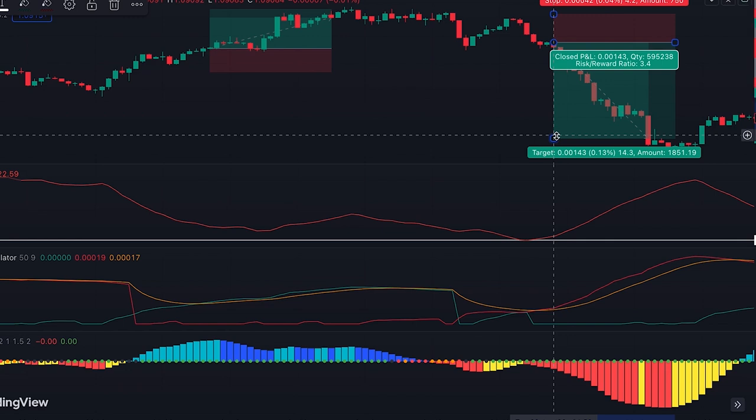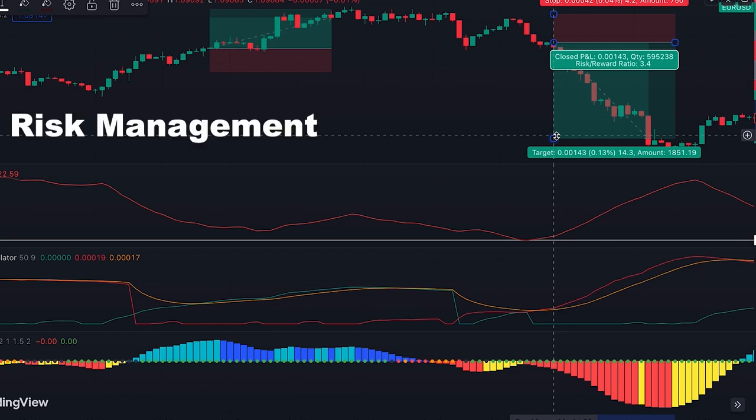Please pay attention that although this trading strategy is very accurate, it doesn't mean that it generates 100% guaranteed signals. Losing trades are part of the game, and you need to manage the risk properly. There is a risk management strategy called the 1% rule, and it's a perfect choice for scalping.